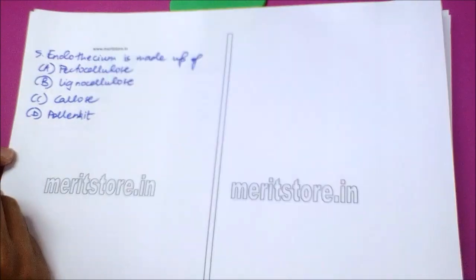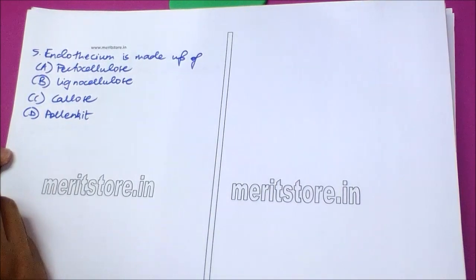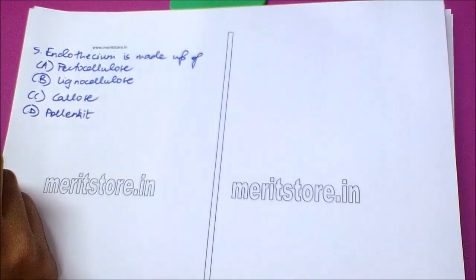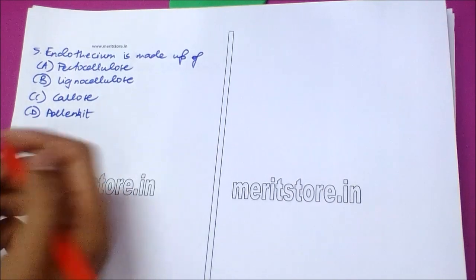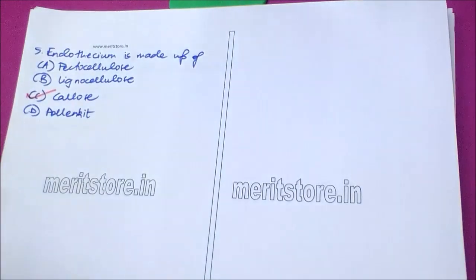Our next question is: endothecium is made up of option A, pectocellulose, option B, lignocellulose, option C, callose, and option D, pollen kit. Endothecium is a fibrous layer because the cells have fibrous thickening of callose on inner radial walls. So our answer to this question is callose.